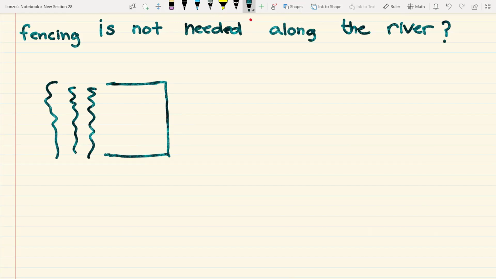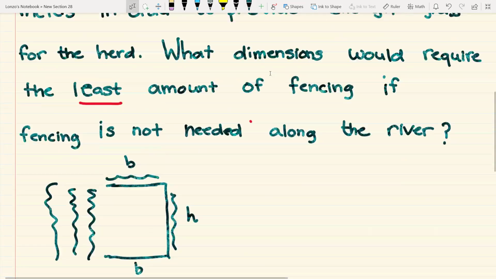So let's call this side a base. You could call it A, you could call it X, you could call it whatever. I'll just call it B for base. And then let's call this length here height. Okay, so what do we know? Okay, so we drew the best image we can.